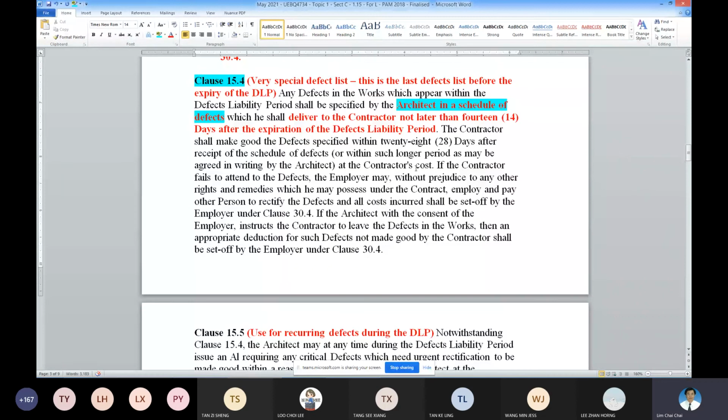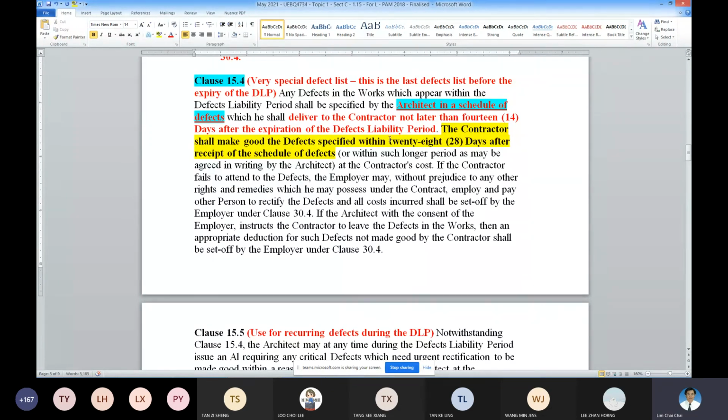So this one is under clause 15.4. That list is called the schedule of defects, or you call it the last list of the defects. Once this schedule of defects is rectified, then the defects liability period will be over and CMGD will be issued. Okay, so the contractor will make good the defects within a reasonable time. Usually, the time frame will be 28 days after the receipt. So these are the times given.